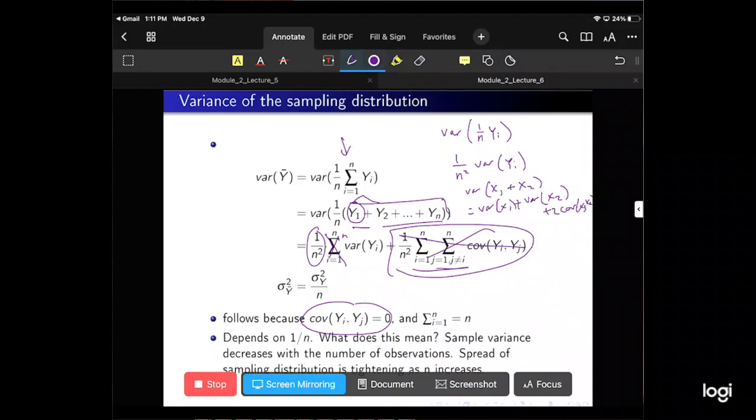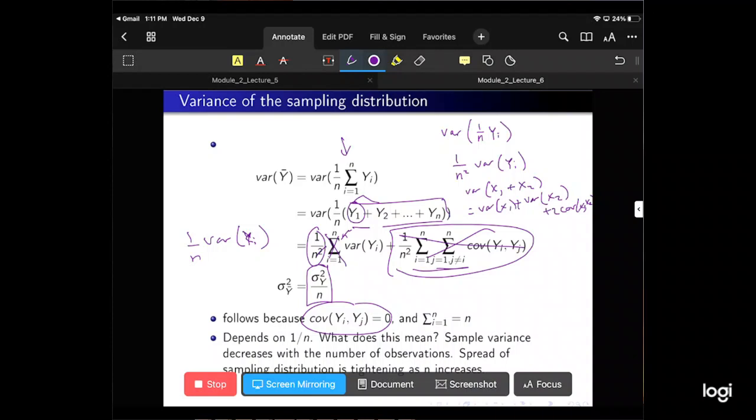The squared and the n cancel, and we're left with 1 over n times the variance of yi. I really skipped a few steps here. That should say yi. And that's equal to what we have here, sigma squared y over n.